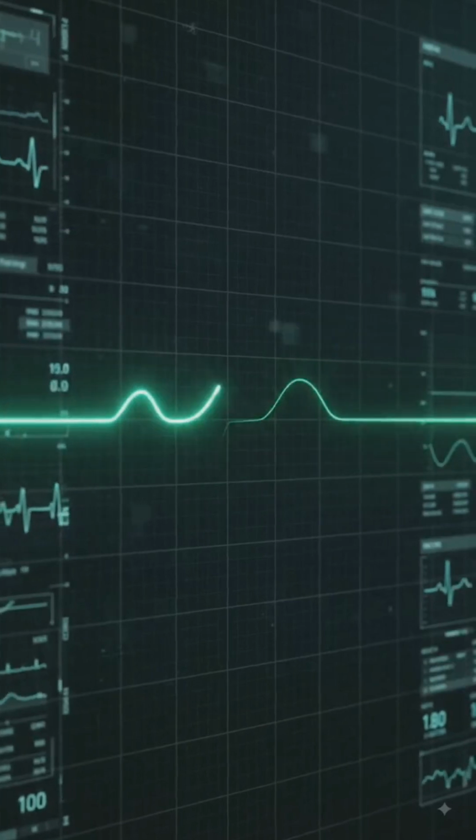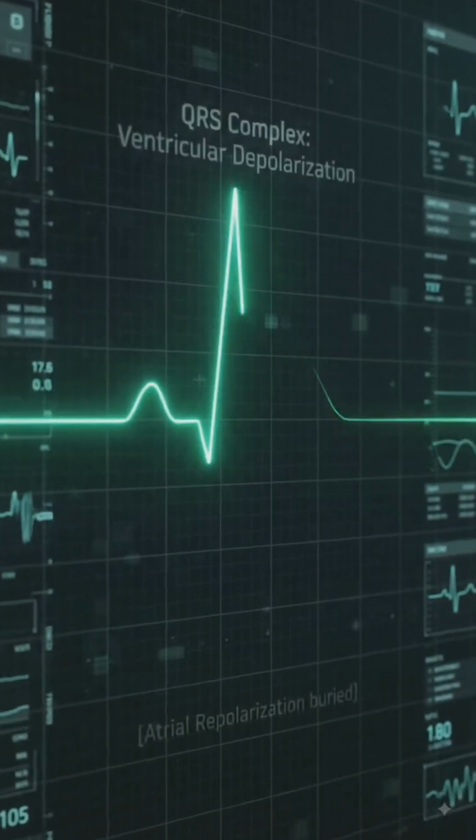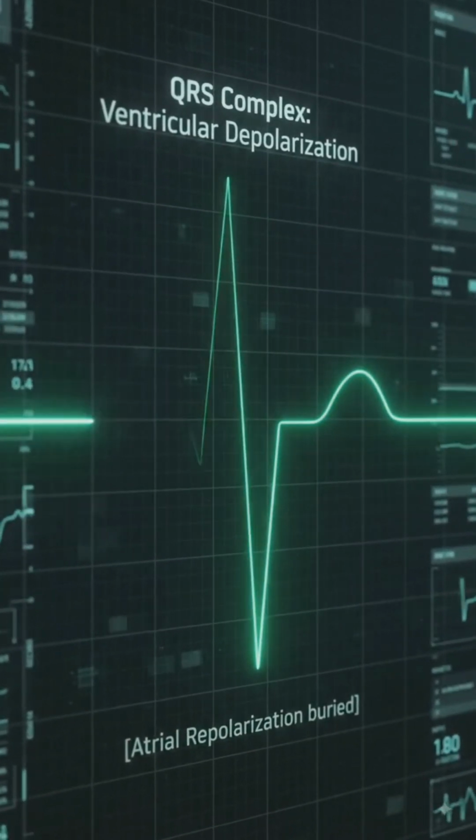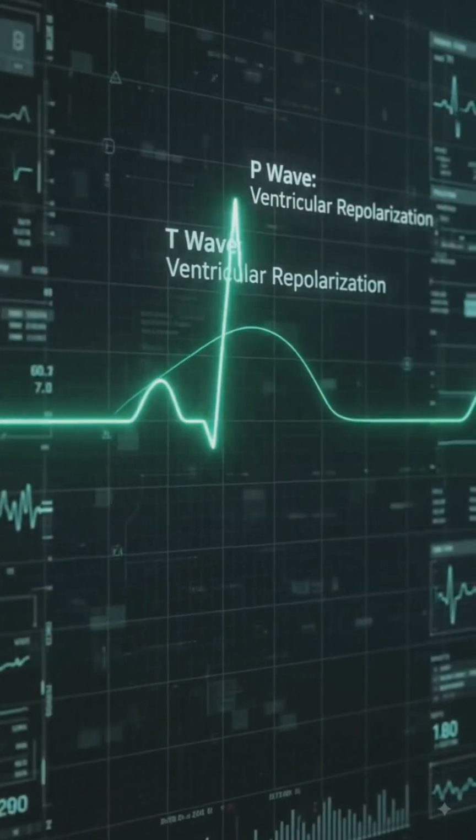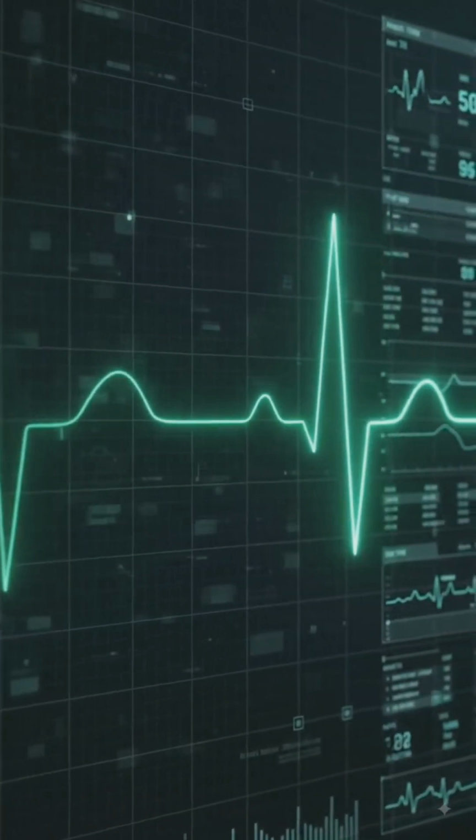A normal heartbeat produces a characteristic wave pattern. The P wave represents atrial depolarization, the QRS complex ventricles. The T wave represents repolarization of the ventricles.